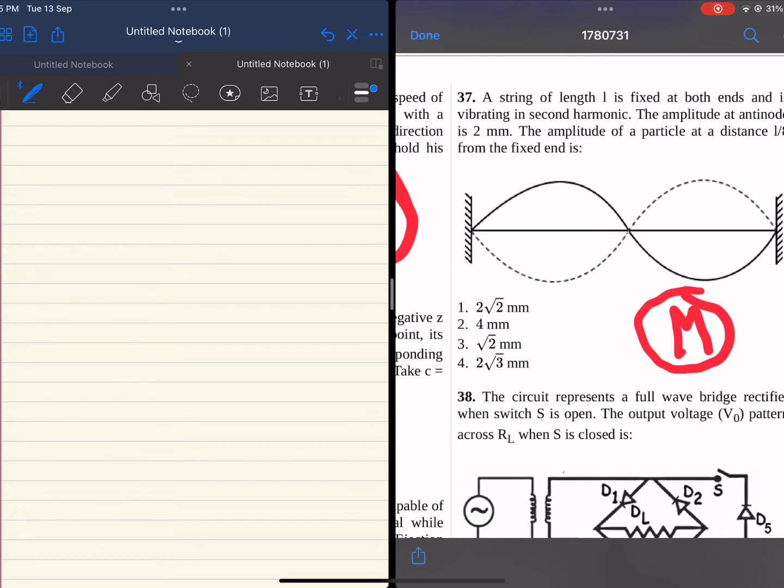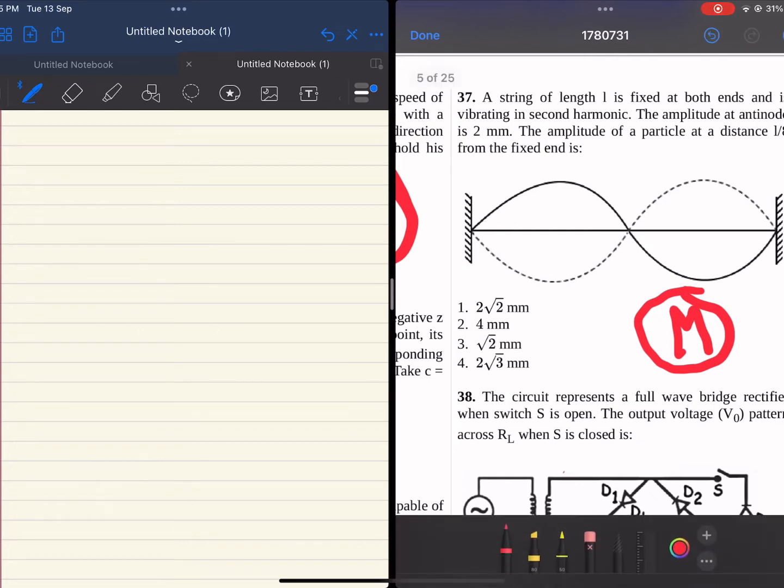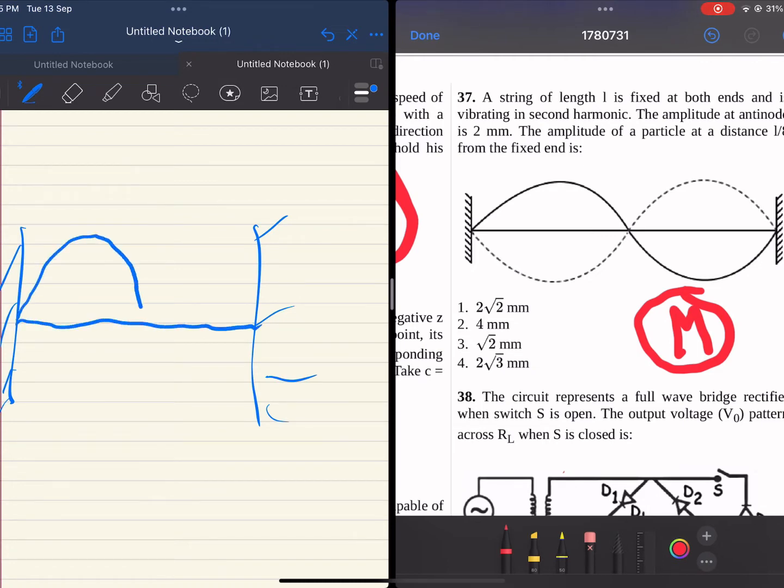The first step in this question is to identify the nodes and the antinodes. This is a transverse wave problem, a sonometer type problem. This is a transverse wave. So the position at the fixed end is the node. This one is the antinode, which has the maximum amplitude.